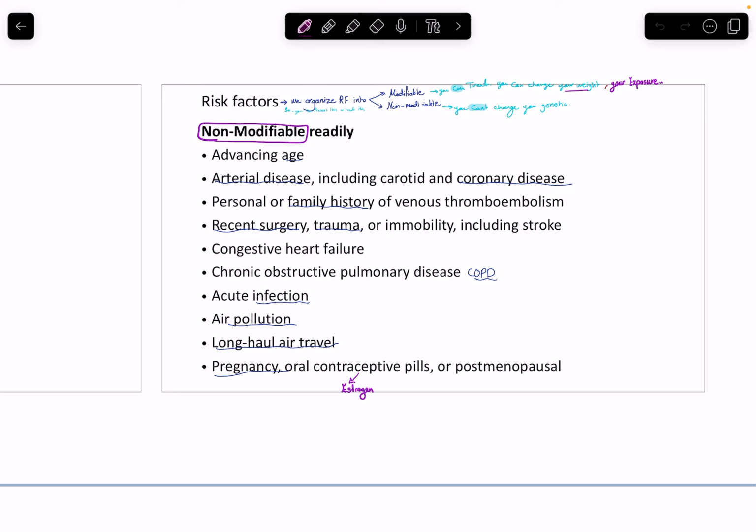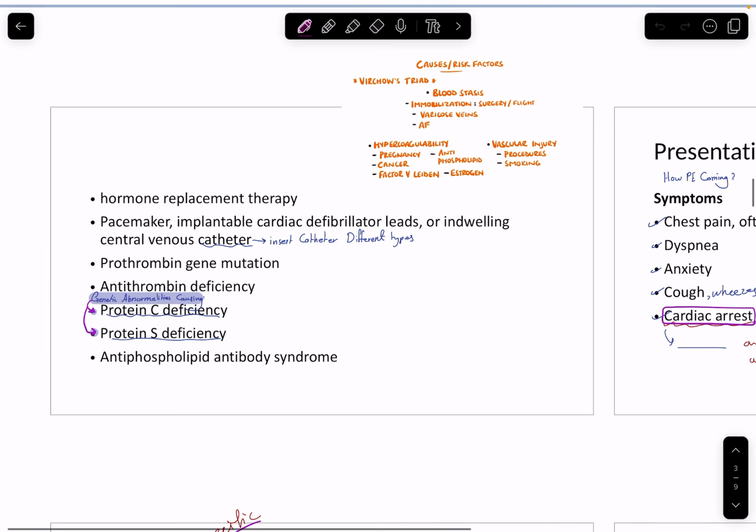All contraceptives and estrogens predispose you to thromboembolic events. These are important things to talk about. Hormone replacement therapy, for the same reason. And then any mechanical devices or anything abnormal within the vessels, like pacemakers, indwelling catheters, all these things will cause turbulent flow and increased thrombosis. And then obviously genetics, right? If you have protein C, protein S deficiency, or phospholipid antibody, all these things will cause your blood to clot more regularly. Make sense? Yes.